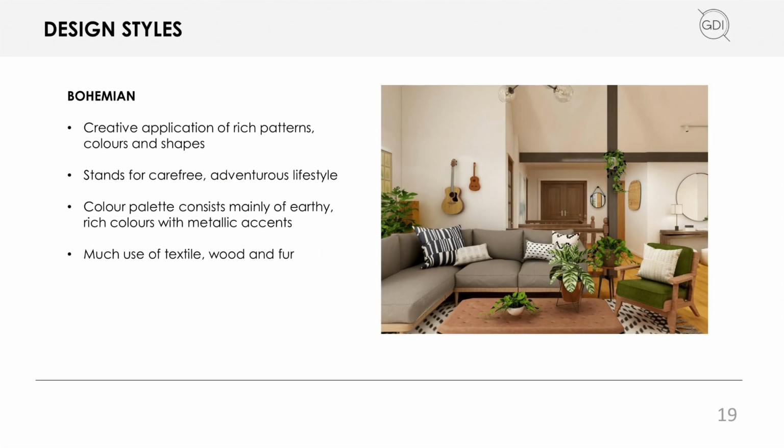The first design style I'll be explaining is Bohemian. Bohemian is a style that is inspired by Morocco and southern European countries that are often seen in the avant-garde, i.e. the young artists. If you look at the picture on your screen, you will observe that the style revolves around the combination of rich creative colours, patterns, and shapes. Also, you can observe that the colour palette consists of earthy, rich colours with metallic accents.